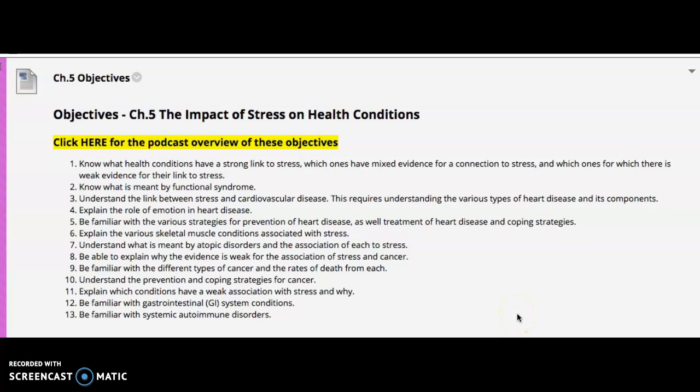This is the podcast overview for the objectives that go along with Chapter 5, the impact of stress on health conditions. In this chapter, we're going to be taking a look at some of the biggest health conditions that have been found to be associated with stress. Some of the research is mixed. There is strong evidence for the connection of certain diseases to stress.